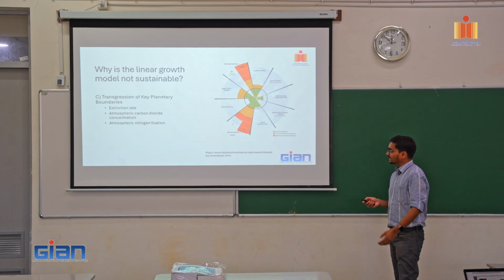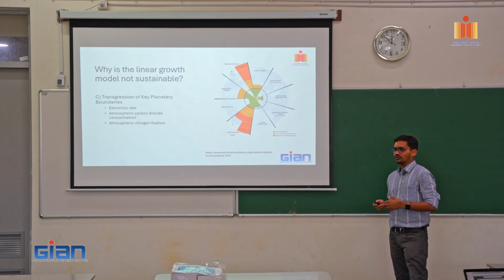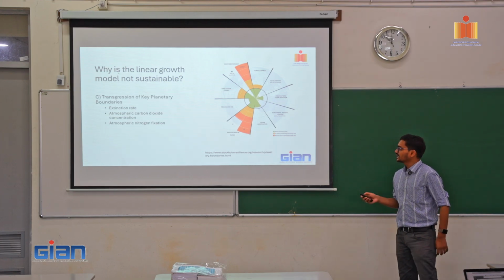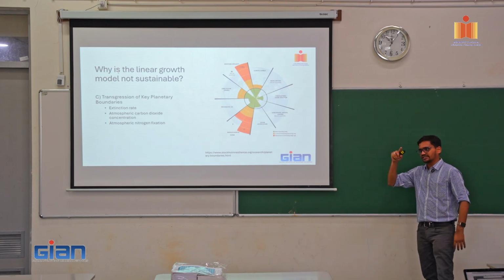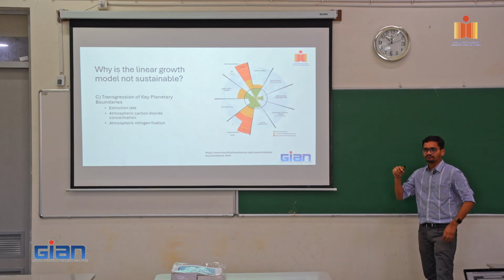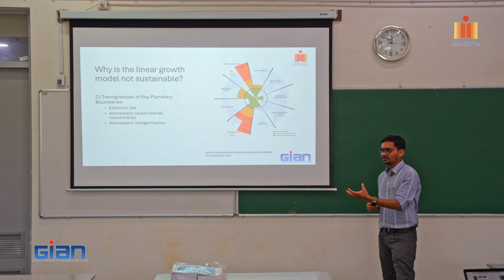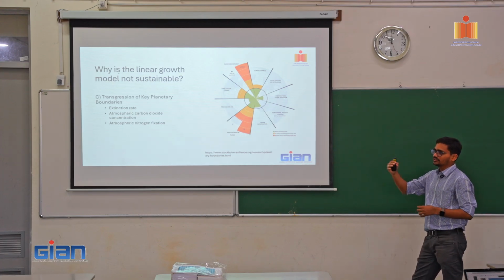So again, another key point on why the linear growth model is not sustainable is that the way people have been using several of the natural resources has crossed some of the key planetary boundaries. What I mean is that the entire ecosystem is kind of a cycle. You take some things from the ecosystem, you give it back, and it is a well balanced cycle. Now if for some reason you take more and give less, then that cycle will break, and there is a cutoff point beyond which that cycle is not sustainable anymore.